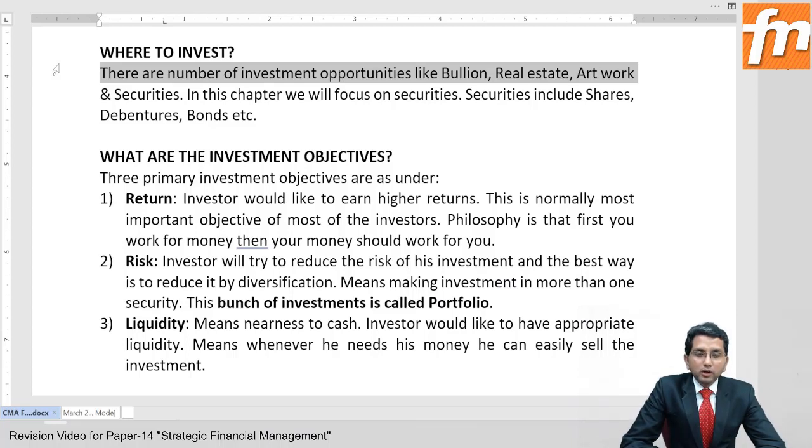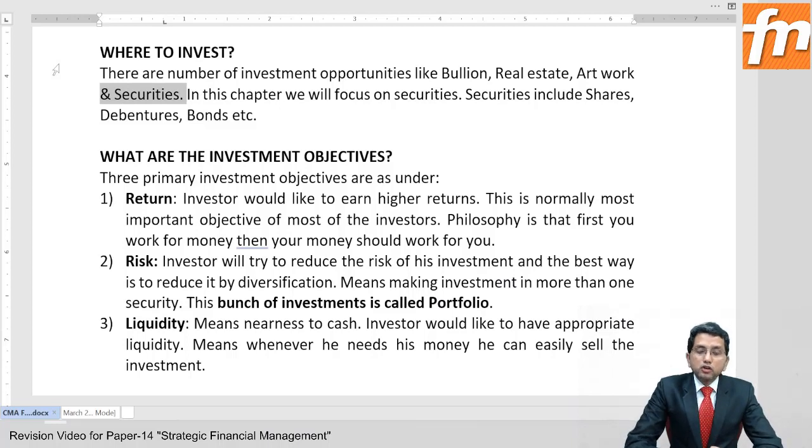So people make investment in bullions like gold, silver, platinum, maybe in stones like diamonds, maybe in real estate, that is land and building, maybe people also make investment in artwork like paintings and sculptures. But quite a few people invest in artwork. The most and huge amount of investment actually happens in securities like equity shares, debentures, preference shares, shares with differential voting right, and various types of bonds, etc. So one of the most prominent investments is investment in securities like shares and debentures.